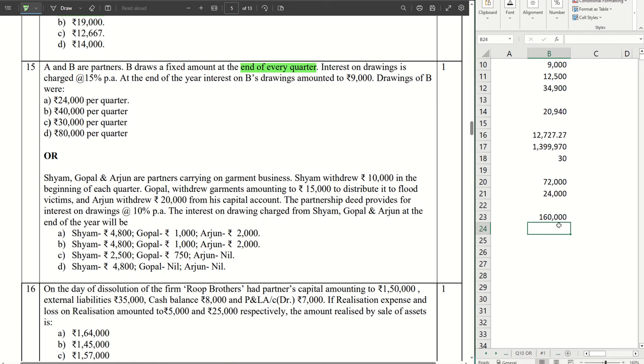So 1,60,000 is the total drawing for the entire year. So divide by 4, 40,000 is the drawings per quarter, right? So option B is the correct answer here.